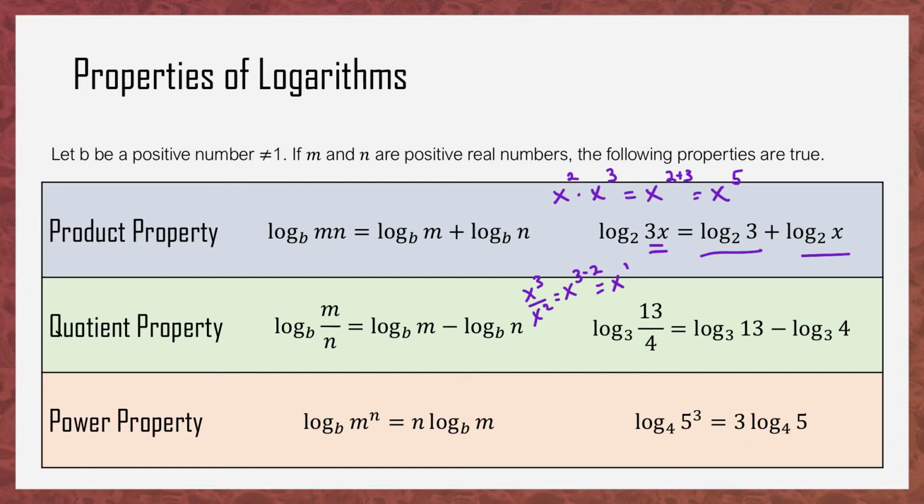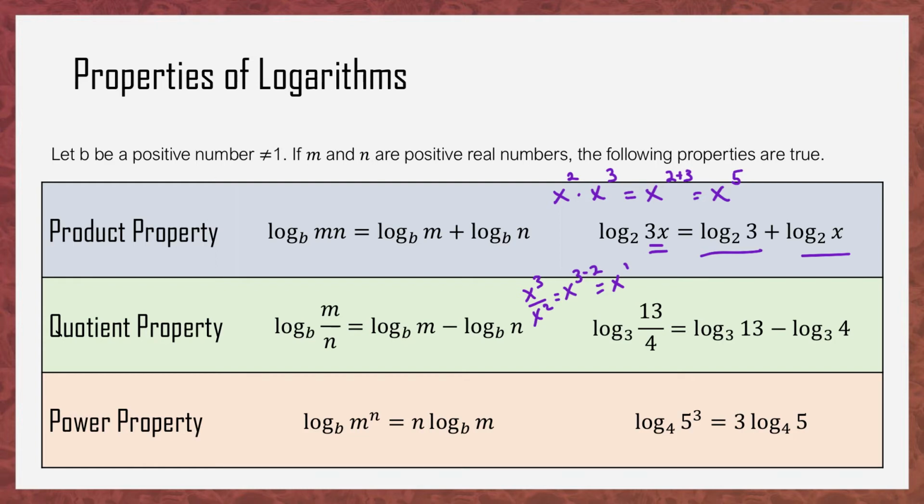Log base b of m divided by n equals log base b of m minus log base b of n. So you have one logarithm here and two numbers being divided. That can be rewritten as two different logarithms being subtracted, just like our division problem turned into a subtraction problem here. So using numbers, log base 3 of 13 divided by 4 is the same as saying log base 3 of 13 minus log base 3 of 4.